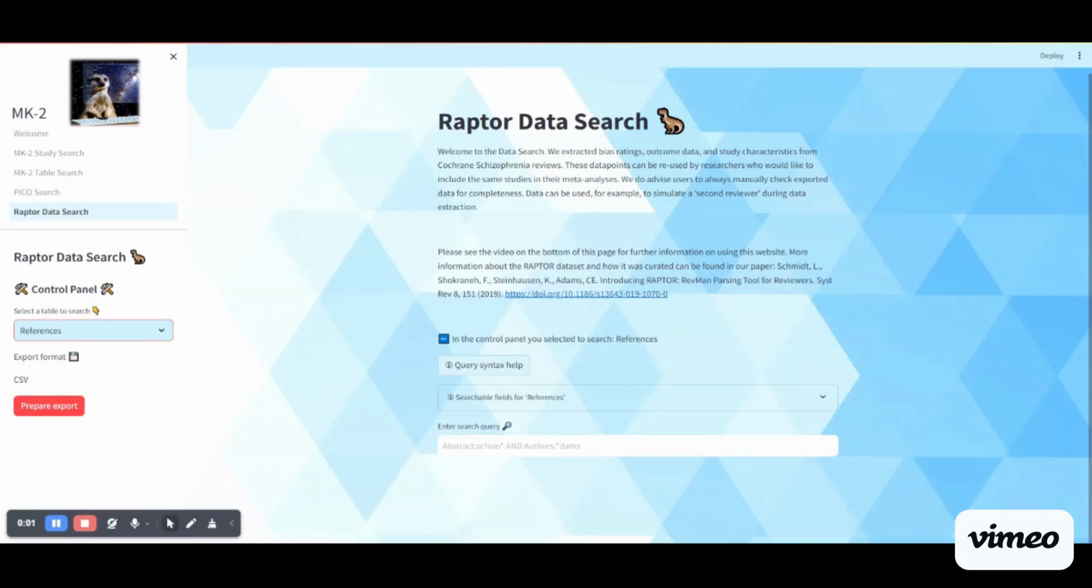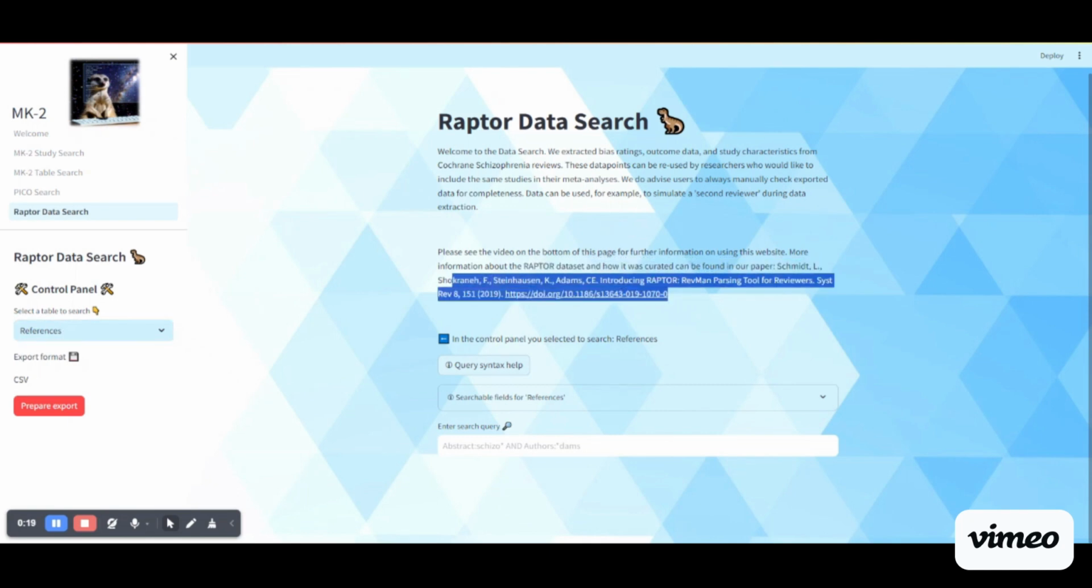This is the Raptor data search. It includes data that we extracted in a previous project from over 200 systematic reviews from the former Cochrane schizophrenia group. So what we did there is described in the paper here.